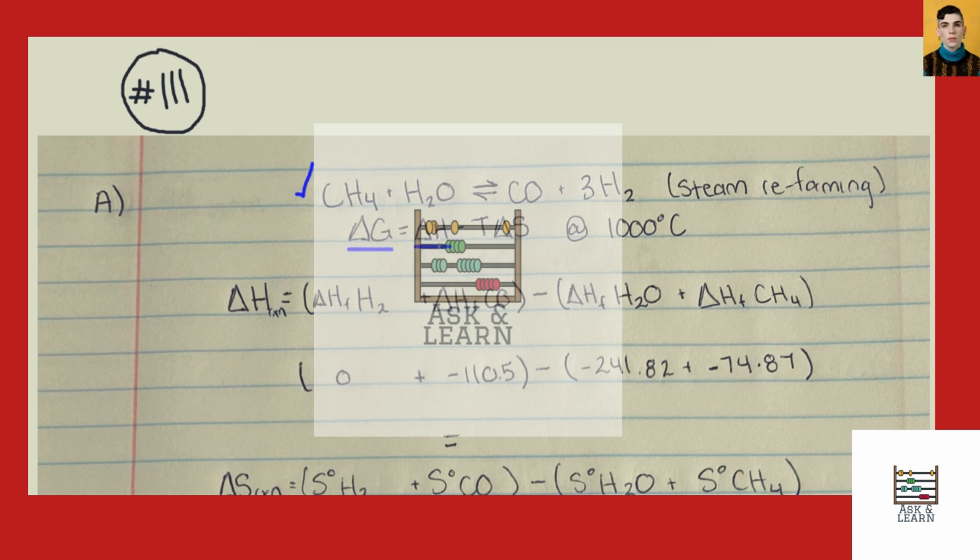So the best way to get delta H is going to be to use our delta H of formation values. The best way to find delta G is going to be to use this equation. So we're also going to have to find our delta S, and then we'll be able to plug in our delta H, delta S, and temperature to get our delta G. We know that the temperature is 1,000 degrees Celsius, which would equal 1,273 degrees Kelvin.